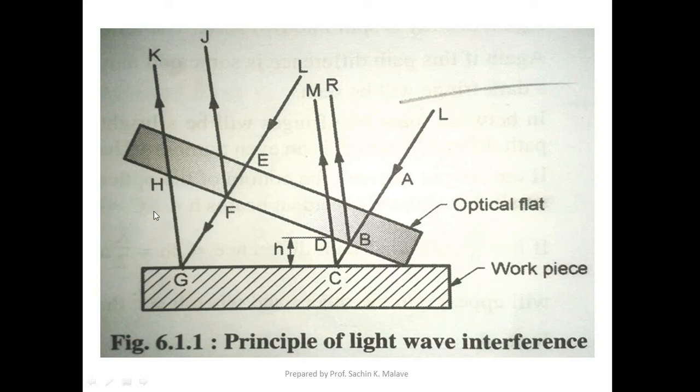So if we take that distance and try to find out what kind of fringe will be here, again here you are going to get the dark fringe. So here you have got the dark fringe when h is equal to lambda by 4. And again you are going to get the same dark fringe when the value is 3 lambda by 4.